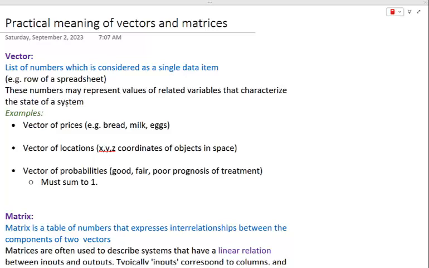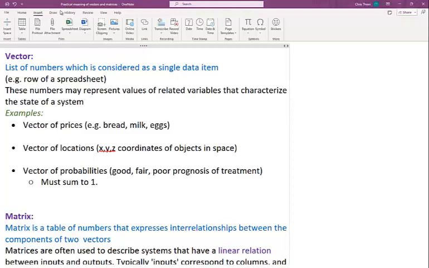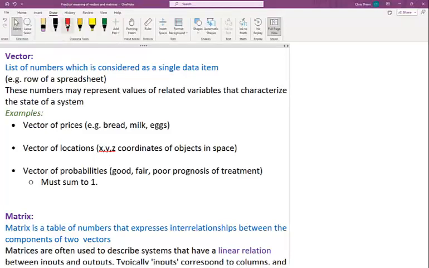So some examples. You can have a vector of prices, for the current prices at the supermarket. You might list these in a spreadsheet. You might list columns, be bread, milk, and eggs. And you'd put all the prices in one row. So these prices are in some way related, and I can consider them as a single data item. So typically you'll represent them.